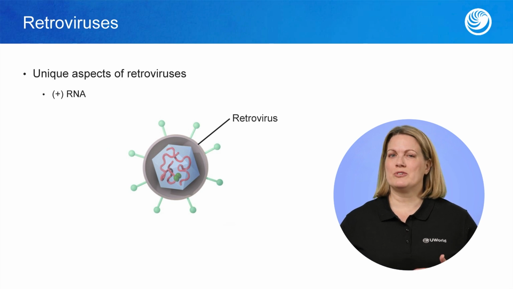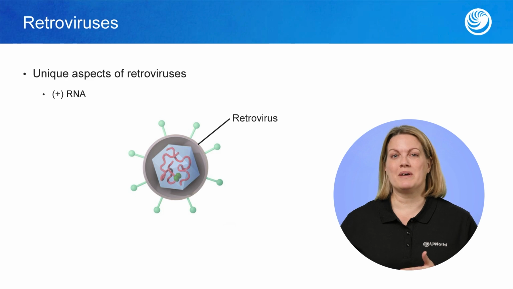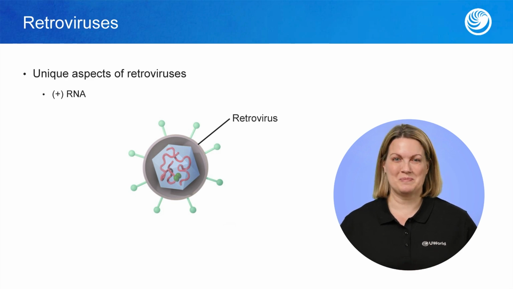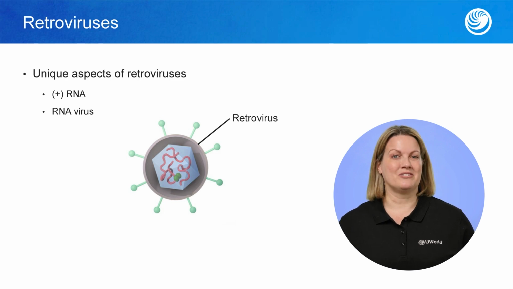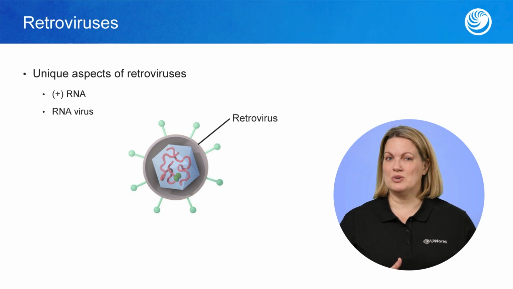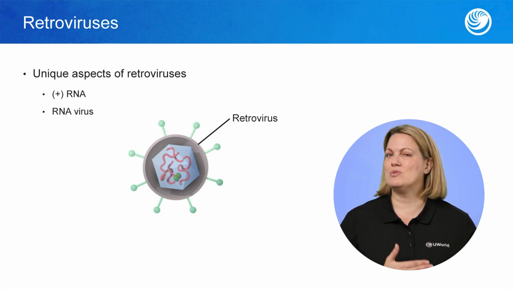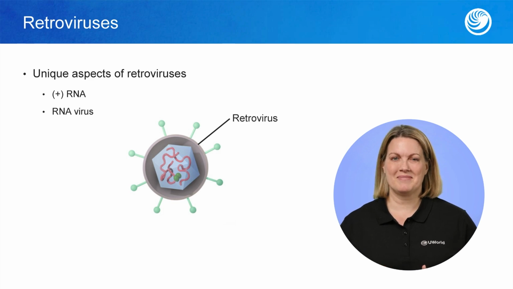Positive sense refers to the ability of the virus's genome to be directly translated by the host cell's ribosomes. And these viruses only use RNA, not DNA, for their genome. Other viruses have RNA genomes too, but retroviruses have unique features that set them apart from other RNA viruses.